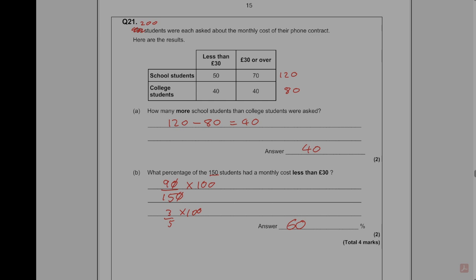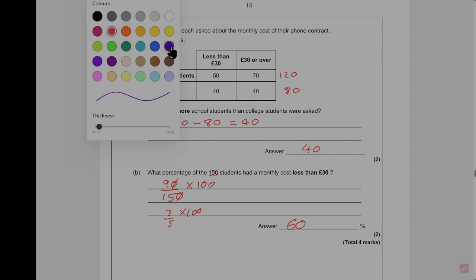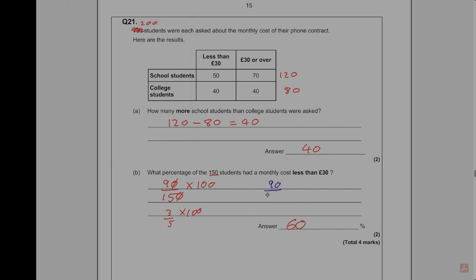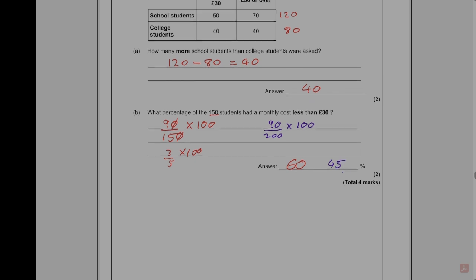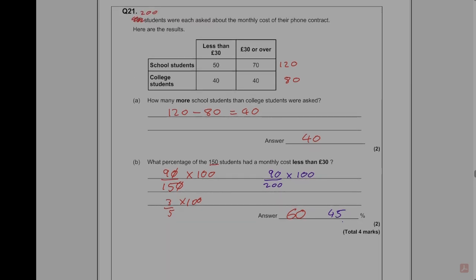That's if you've taken 150. If you spotted the mistake that I'd put there accidentally, I would have done 90 over 200 times 100, which would be 45 out of 100, so 45%. So I've included both there. Apologies, I put these together fairly quickly so we had a chance for you to get some extra papers, and I'm sure that there'll be other mistakes as we go through.